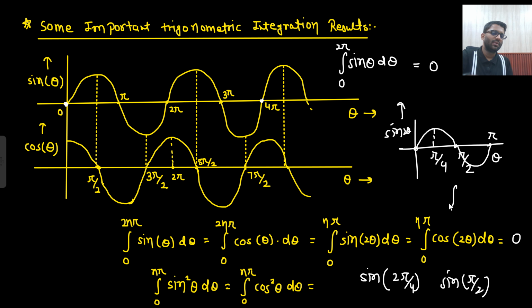So if I am asking you sin 2 theta d theta from 0 to pi, what will be the answer? 0. So that's why I have written n pi here. So n can take any integer value. Are you getting this point? Will you be able to think in the examination?